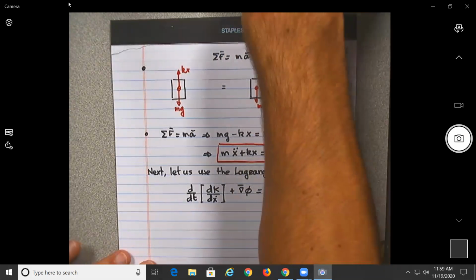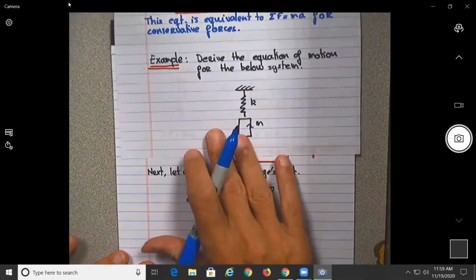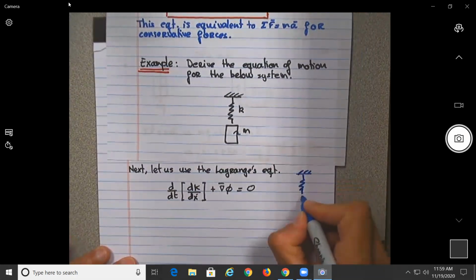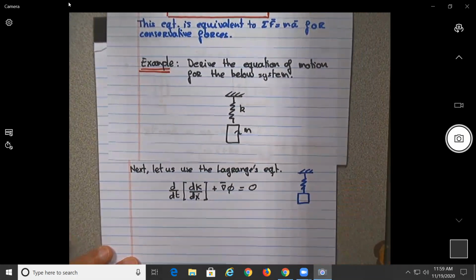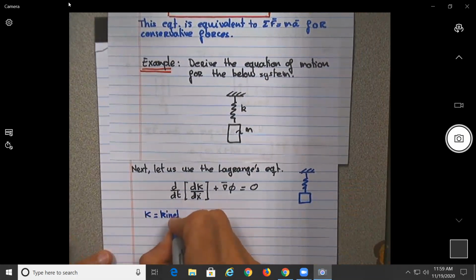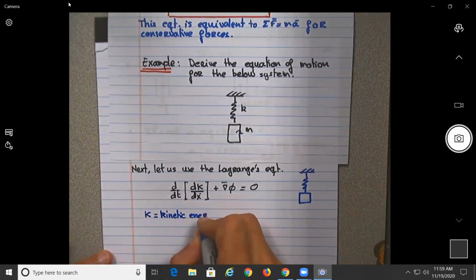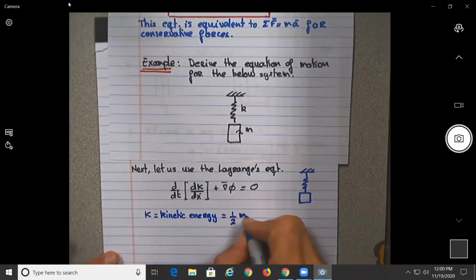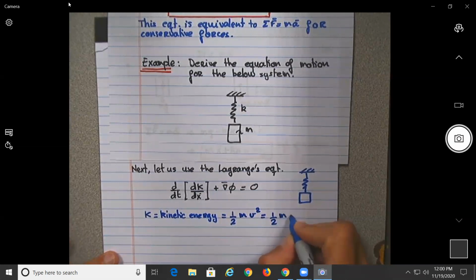So in this system over here, maybe I can redo the figure here very quick. For this system, what would be the kinetic energy? There is not two kinetic energies, only one. It's 1/2 mv squared. That will be 1/2 m x dot squared.